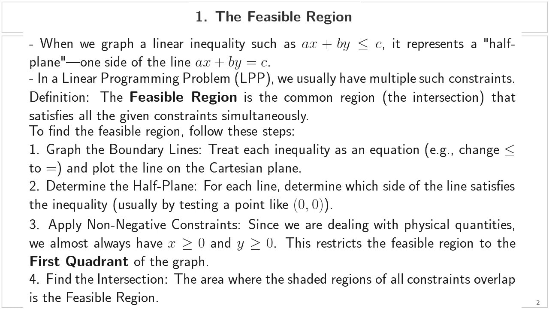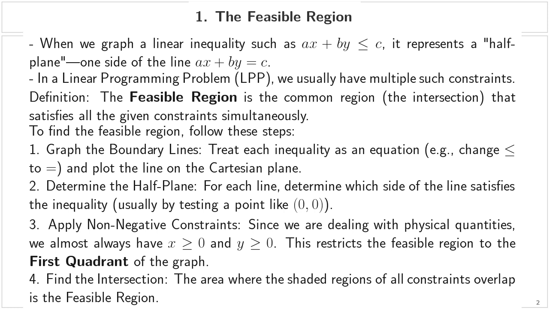So how do we actually find this region on a graph? I want you to follow these 4 steps. First, graph the boundary lines for each inequality. For example, if you have a less than or equal to sign, just treat it as an equals sign so you can plot the line on your Cartesian plane.